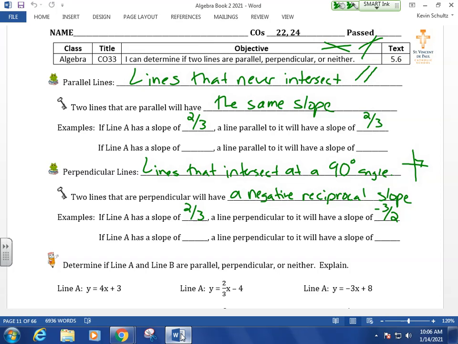If line A, back to parallel now, has a slope of -9, quite steep, a line parallel to it will have a slope of -9. If line A has a slope of -9, a line perpendicular to that, Joe? +1/9, exactly. The sign changes from negative to positive. The fraction flips. If you flip 9, or 9/1, you get 1/9.